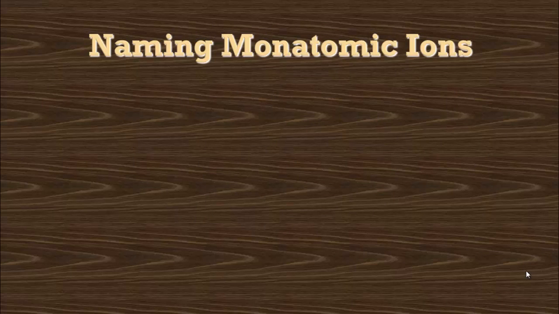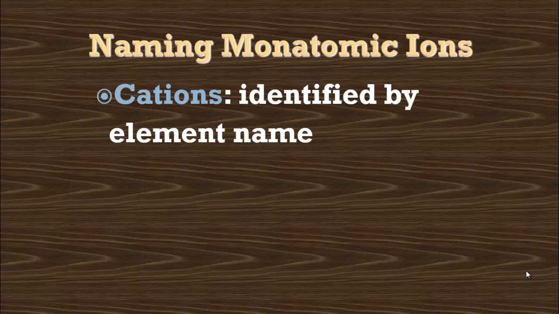We're going to start with ions. So we're going to be looking at ionic compounds. When we look at naming monatomic ions, it means just one ion. So we could be looking at the cation or the anion. So let's begin with the cation. The cations are, of course, the positive, and they are identified by the element's name.